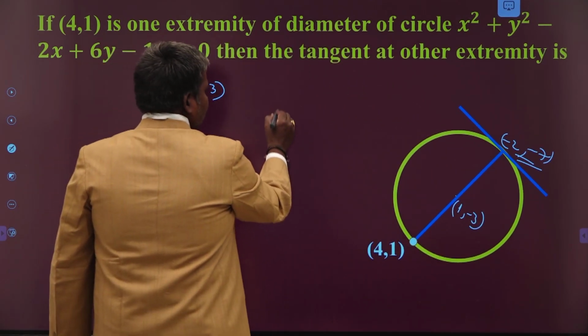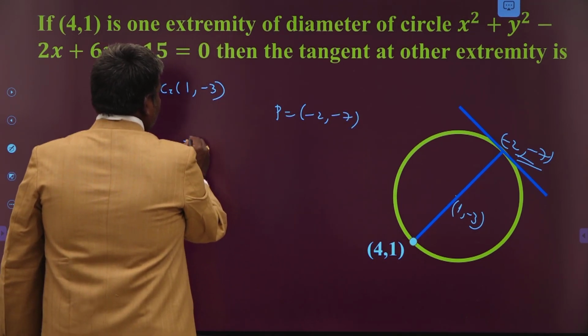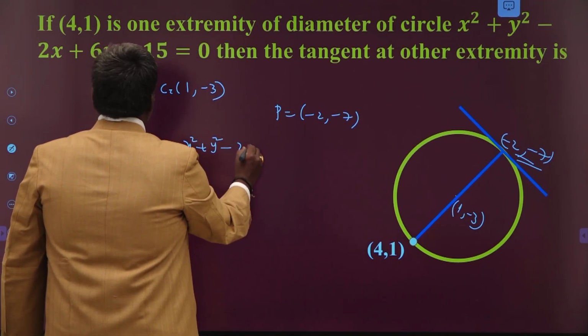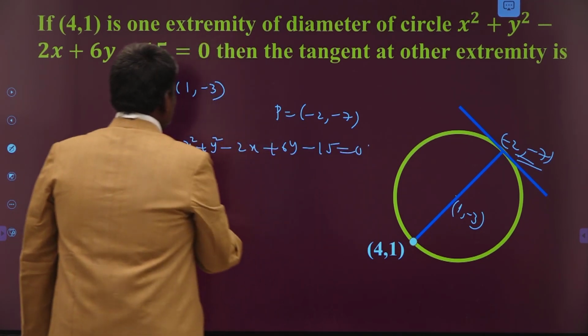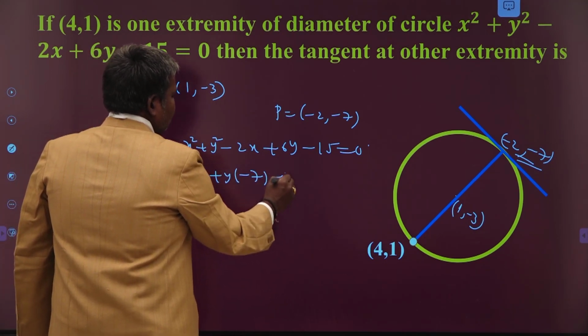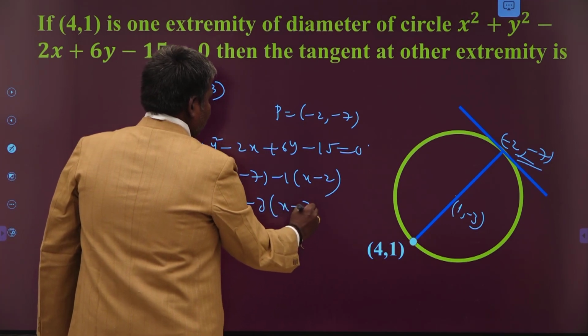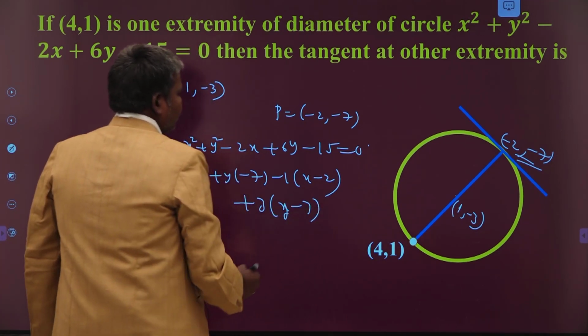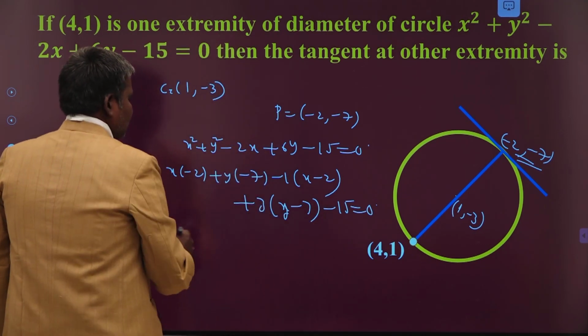This is your point, what is it now? (-2, -7). What is your S? x square plus y square minus 2x plus 6y minus 15 equal to 0. So x into minus 2 plus y into minus 7 minus 1 into (x minus 2) plus 3 times of (y minus 7) minus 15 is equal to 0. That's it. This is the equation of tangent.